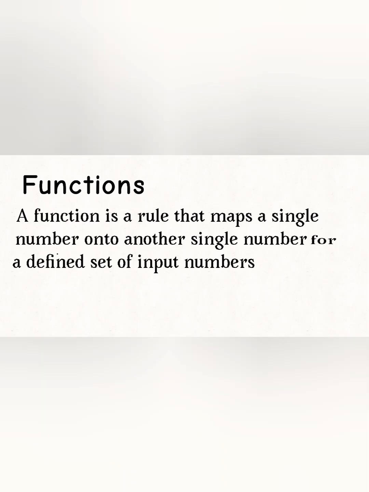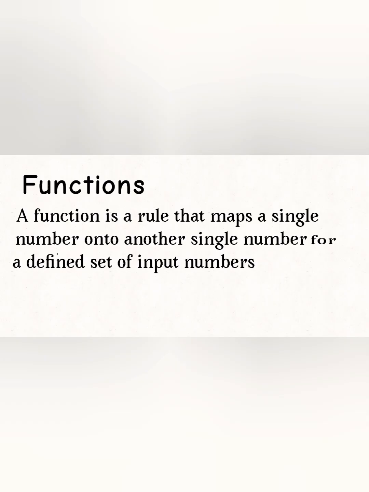Now, a function is a rule. It is defined as a rule that maps a number onto another number. So we have a single number mapped onto another single number. And when it is mapped onto another single number, this is not just done for any value, but it is done for a specific set of input values. That's what we call a function.